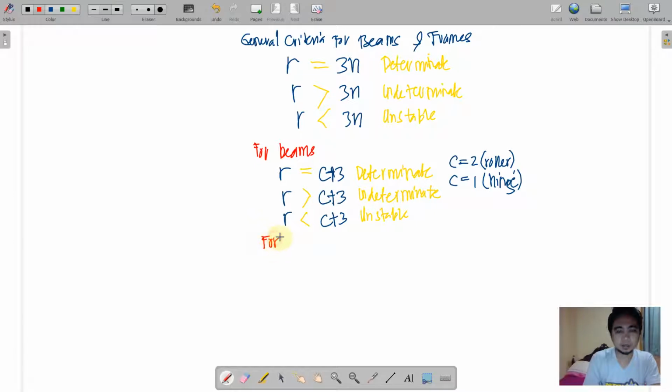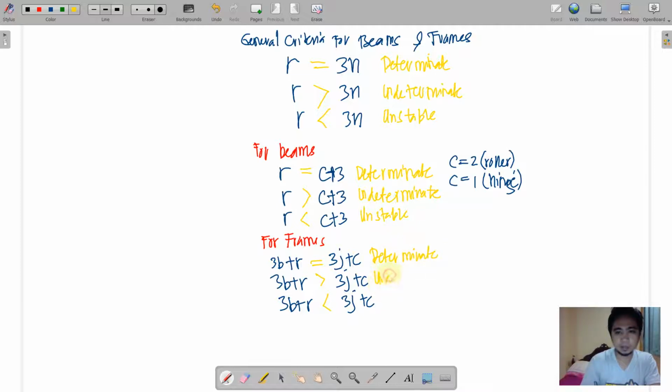Moving on to the frames. So for frames, again, we will have a comparison between 3B plus R to that of 3J plus C. So there will be again 3 scenarios here. 3B plus R comparing to 3J plus C. So similarly, we have those assumptions. So this is determinate, indeterminate, and unstable.